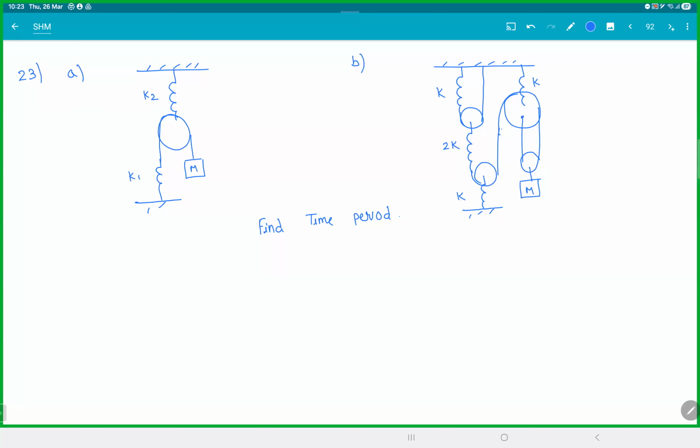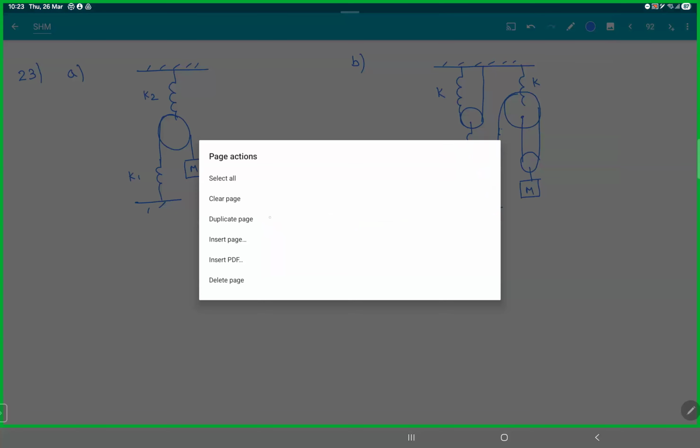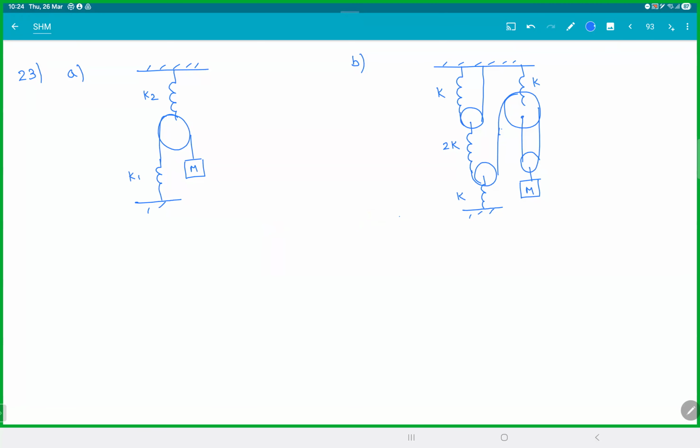Did you guys get the first one? Look at this. Step one, let the tension be T anywhere. It doesn't matter. You take any string, it takes care of it. I will take tension T here. So this spring tension is also T because it is the same string, but this will be 2T.